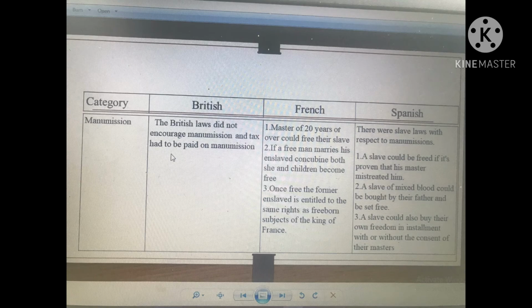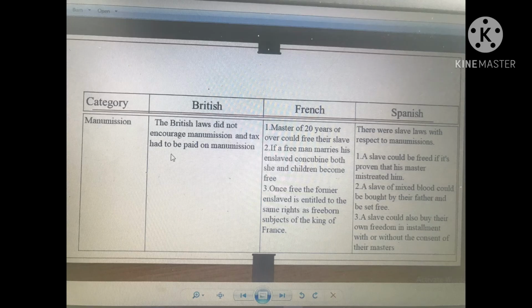2. The slaves of mixed blood could be bought by his or her father and be set free. And 3. A slave could buy his or her own freedom with or without the consent of their masters, even with installments. Let's see how the French treated manumission.